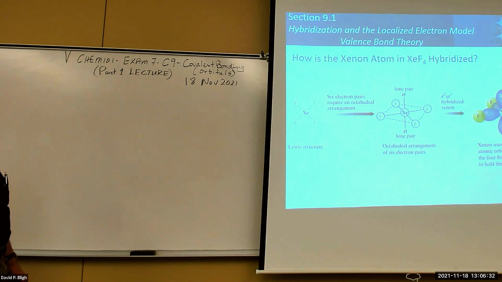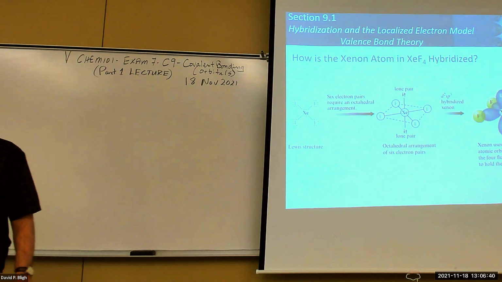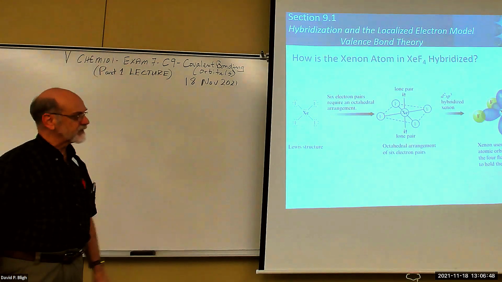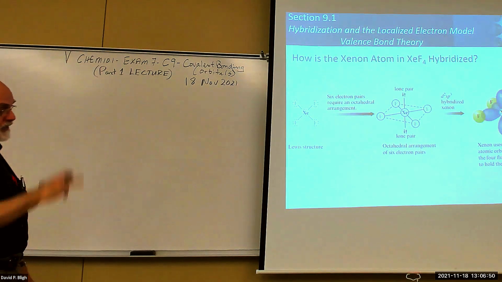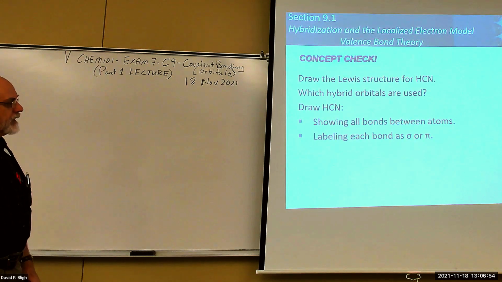So this is what it looks like. Fluorine doesn't have to hybridize. All it needs is that outermost valence 2p orbital, and it'll overlap with the hybridized orbital from xenon.